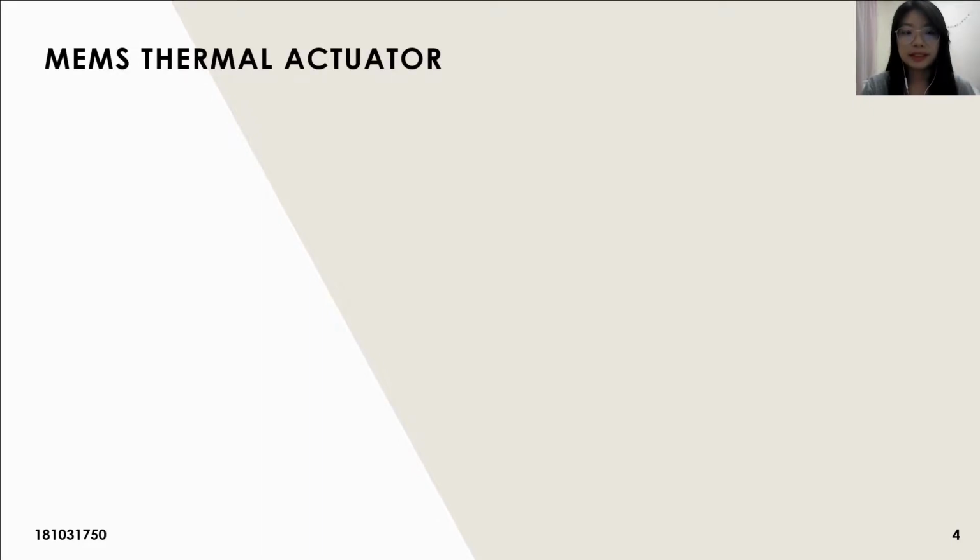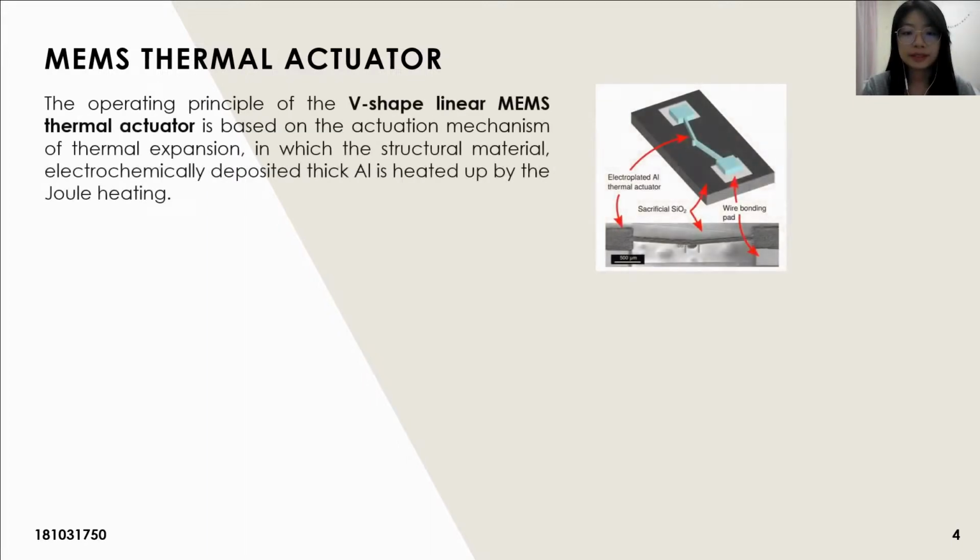Today I will be presenting about the operational principle of MEMS thermal actuator and MEMS finite element analysis. The operating principle of the V-shaped linear MEMS thermal actuator is based on the actuation mechanism of thermal expansion, in which the structural material, electrochemically deposited thick aluminum, is heated up by Joule heating.